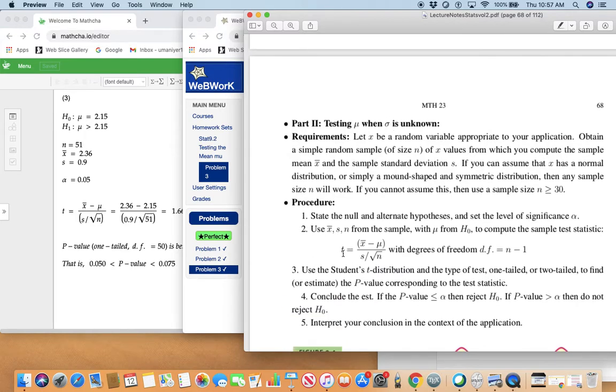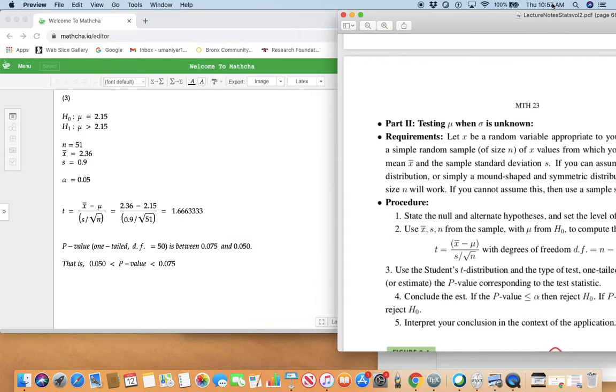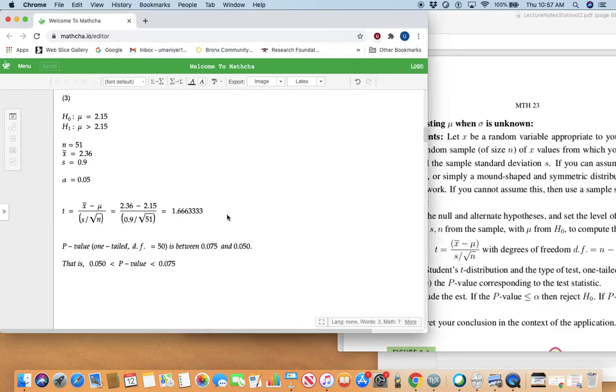So your test statistic is denoted by T, and you use this formula, and don't forget degrees of freedom. All right. So using that information, I'm using this formula, right? And degrees of freedom here. Degrees of freedom is 50. What is degrees of freedom? One less than the sample size.